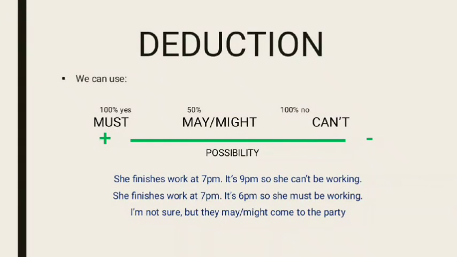She finishes work at 7 p.m. It's 6 p.m. so she must be working. Nah, ketika dia menggunakan she must, it means pada jam 6 tersebut pasti dia lagi kerja. Nah, the last one is for the may or might. I'm not sure, but they may or might come to the party. Mereka mungkin saja, over here we have 50%, means bahwa mereka bisa saja datang ke party tersebut atau mereka tidak datang.